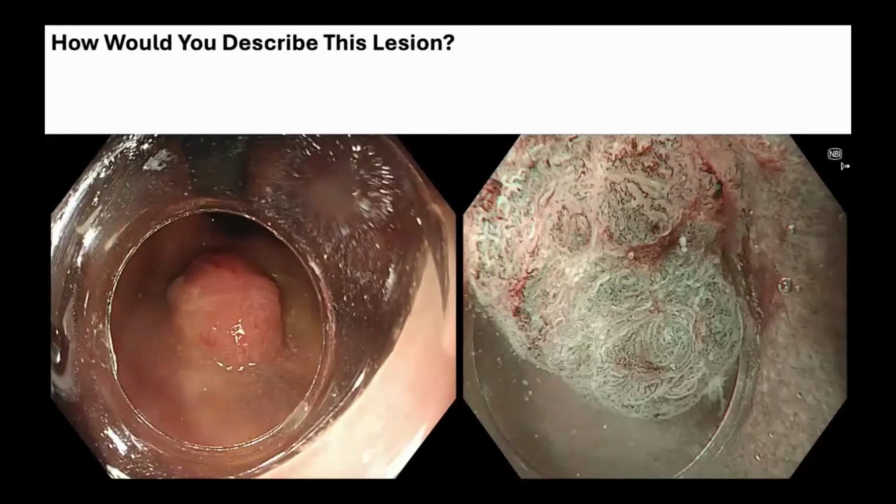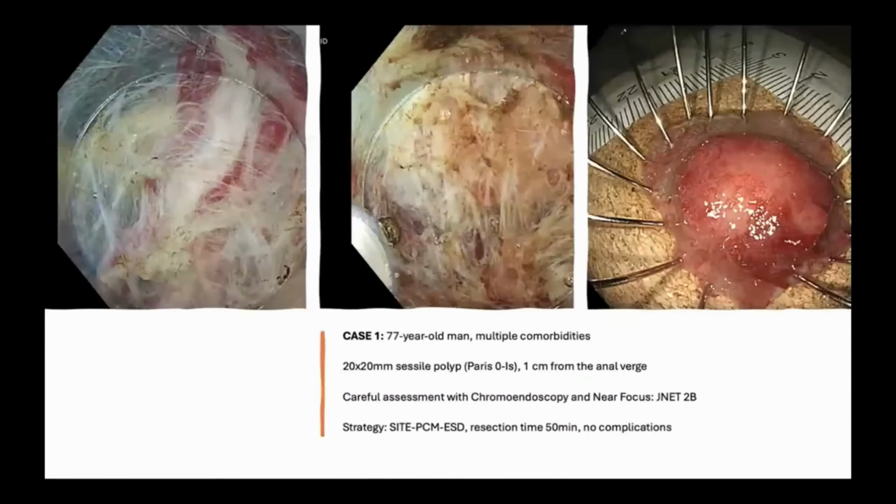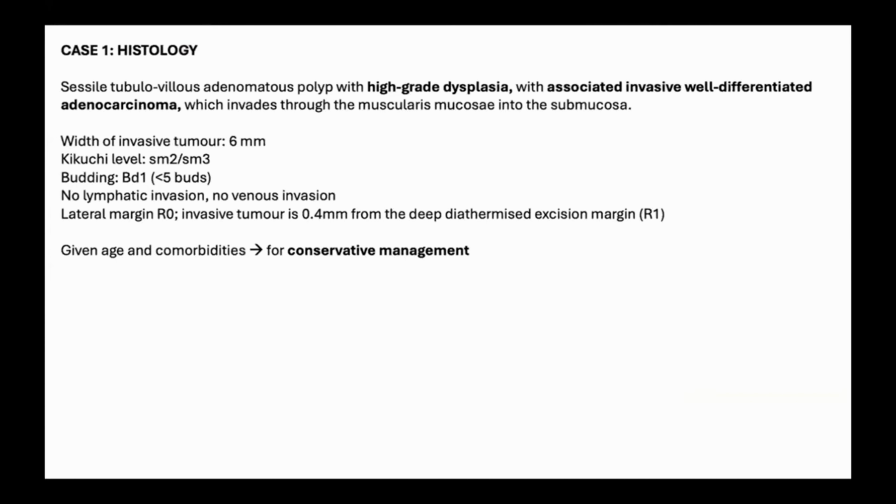This lesion is in the rectum, 2 centimeters. It's 1S with probably 2A, 2B. When we resected this lesion, it was a 77-year-old man with multiple comorbidities, carefully assessed with NBI, near focus, and we decided to go for a site PCM ESD, done in 50 minutes, no complication.